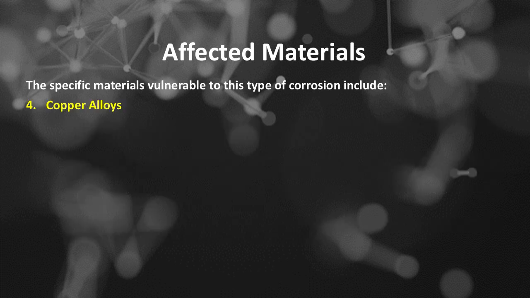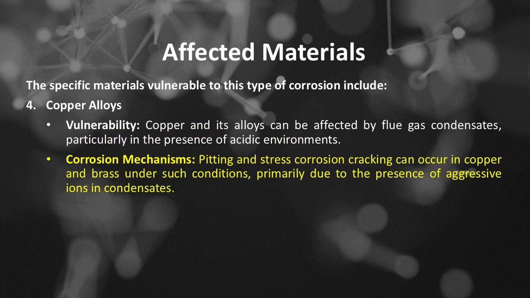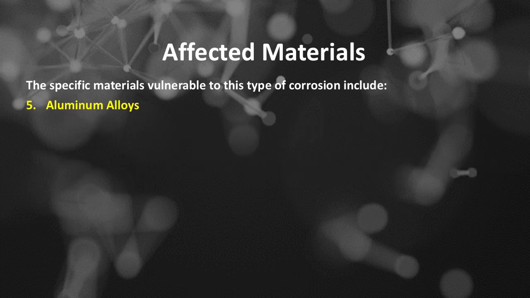Number 4 of the specific materials vulnerable to this type of corrosion include copper alloys. Copper alloys vulnerability. Copper and its alloys can be affected by flue gas condensates, particularly in the presence of acidic environments. Copper alloys corrosion mechanisms. Pitting and stress corrosion cracking can occur in copper and brass under such conditions, primarily due to the presence of aggressive ions in condensates. Number 5 of the specific materials vulnerable to this type of corrosion include aluminum alloys.